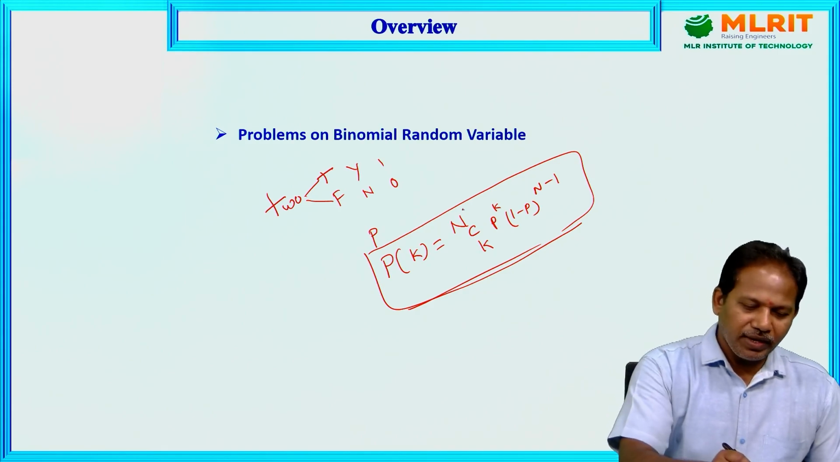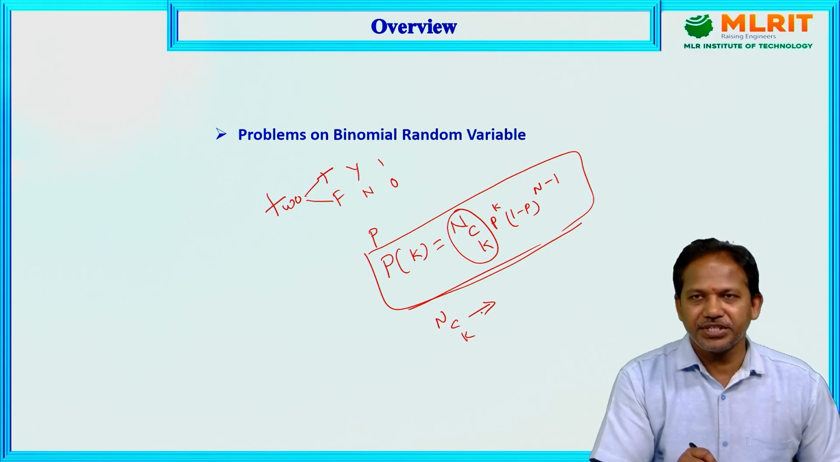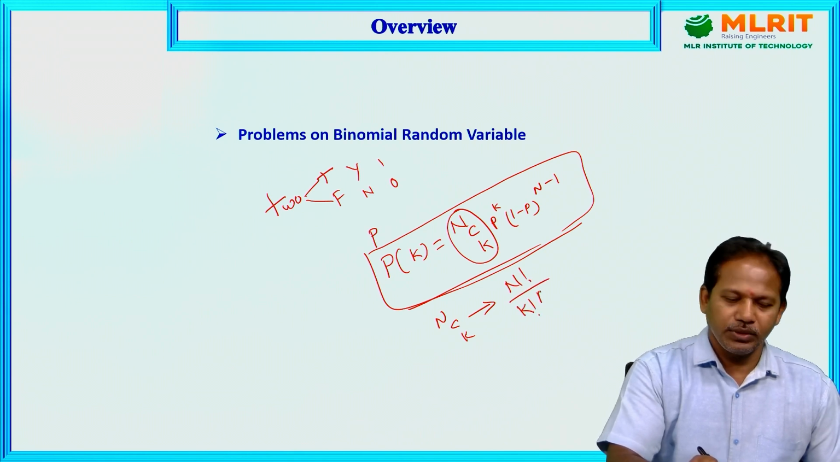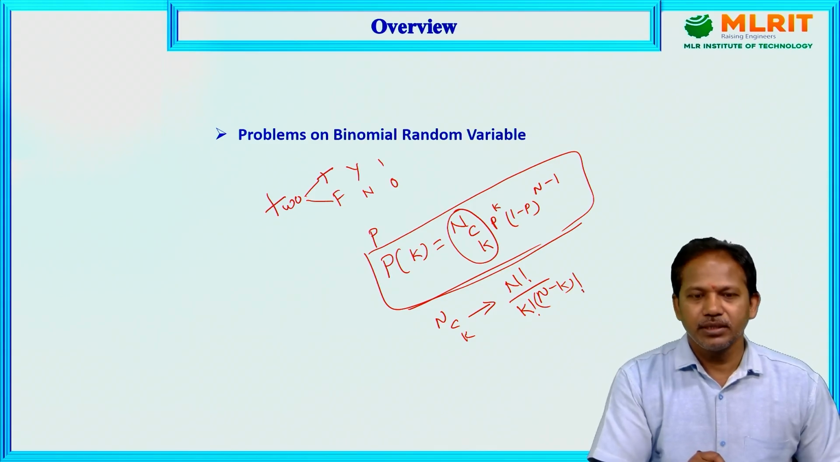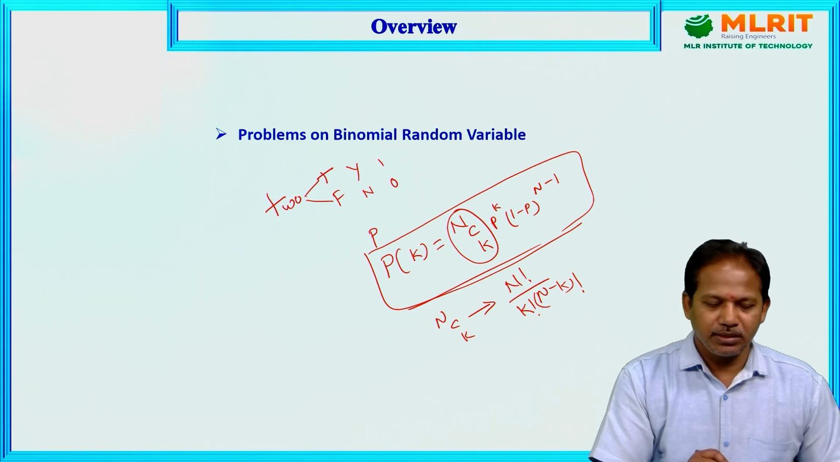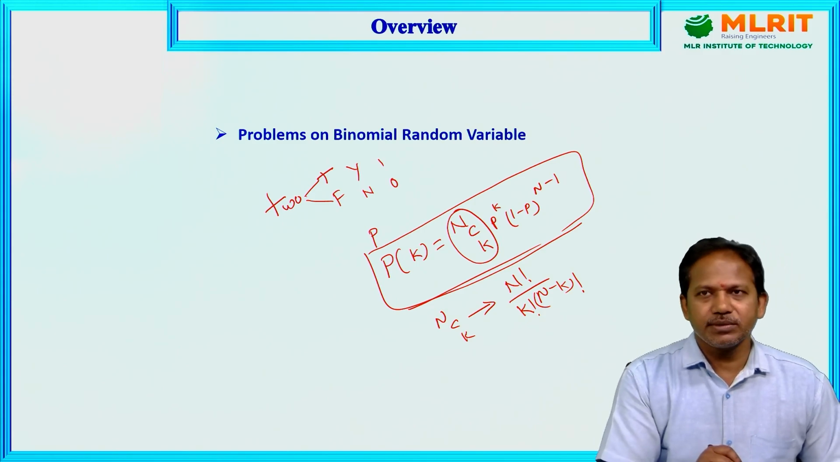Here, what is meant by nCk? nCk is called the binomial coefficient, that is, n factorial by k factorial into (n minus k) factorial. This is the binomial coefficient used in Bernoulli trials. Now we need to know about this binomial and Bernoulli, and it contains some rules.